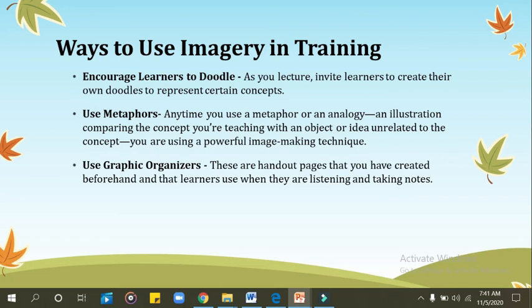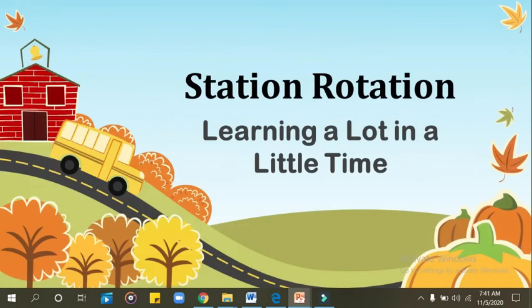Then we have use metaphors. Anytime you use a metaphor or an analogy, an illustration comparing the concept you're teaching with an object or idea unrelated to the concept, you are using a powerful image-making technique. Another is use a graphic organizer. These are handout pages that you have created beforehand and that learners use when they are listening and taking notes.